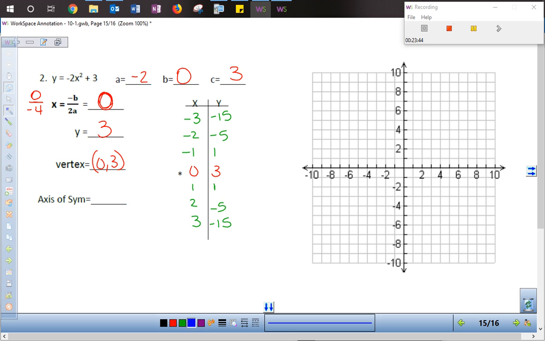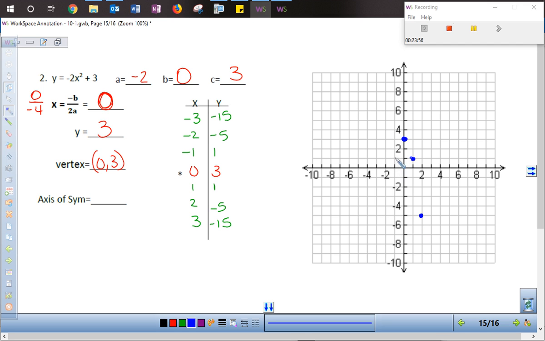Now I can go through and plot my points. So I'm going to start with 0, 3, so that would be right 0, up 3. Then I have 1, 1, 2, negative 5, and 3 gives me a result of negative 15. Now if you'll notice, my graph doesn't go down to negative 15, but guys, if your graph doesn't go that far, then don't worry about that point. Go to the other points.